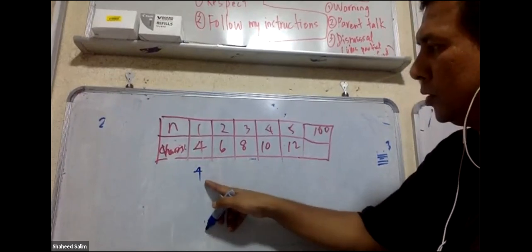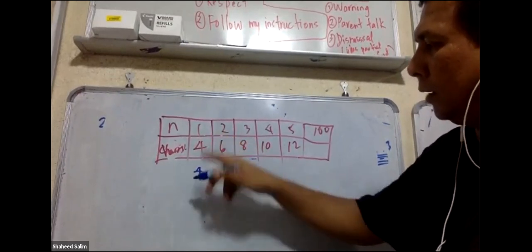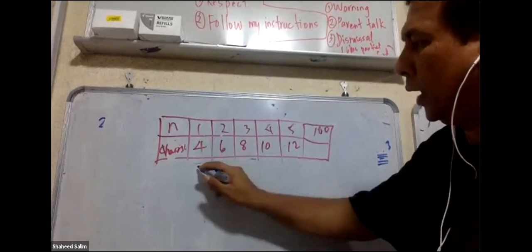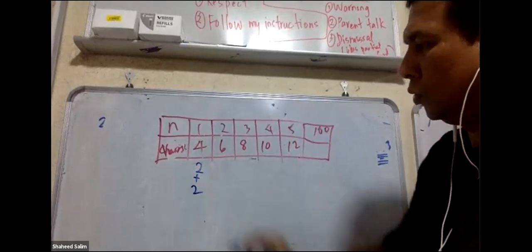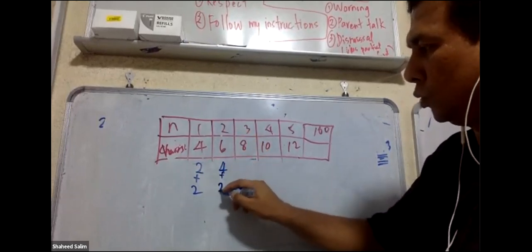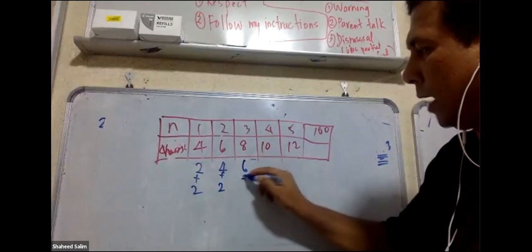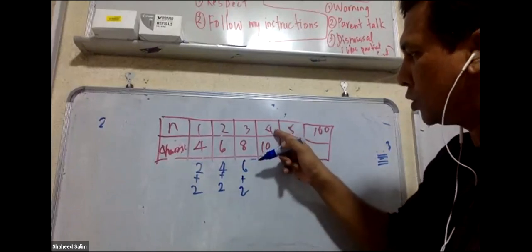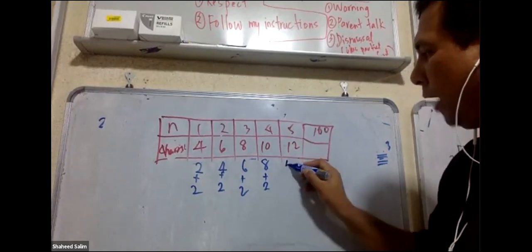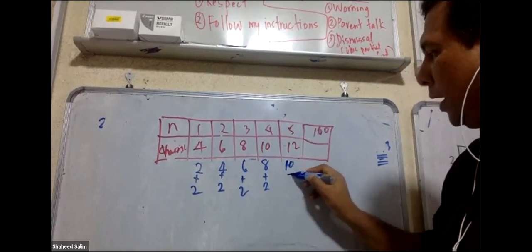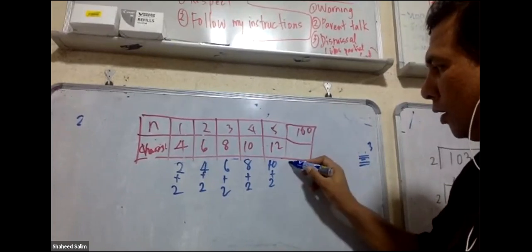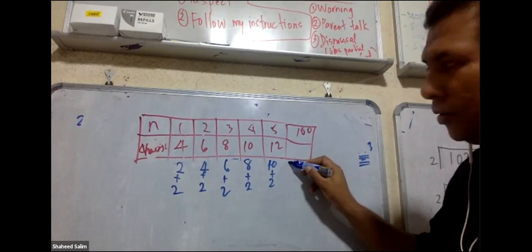4. The second term, let's say I take 1 times 2, I get 2. I need to plus a 2, I get 4. 2 times 2, I get 4. I still must plus a 2. 3 times 2, I get 6. I plus a 2, I get 8. 4 times 2 is 8. I plus a 2, I get 10. 5 times 2 is 10. Then I must plus a 2, I get 12. So for 100, I must times by?